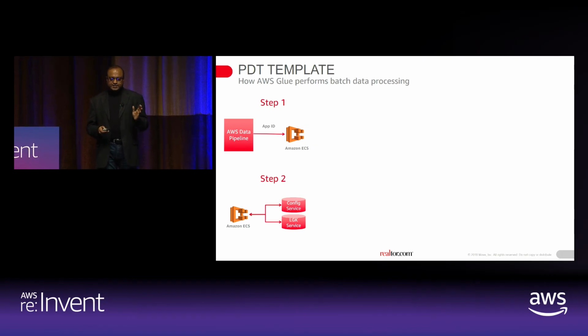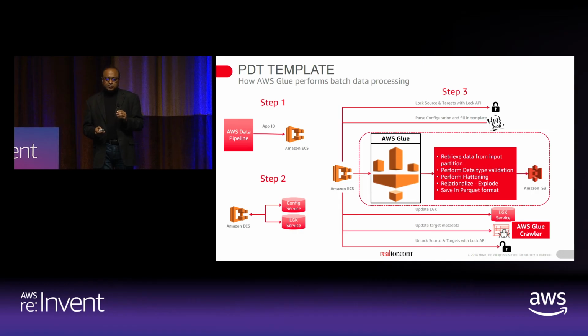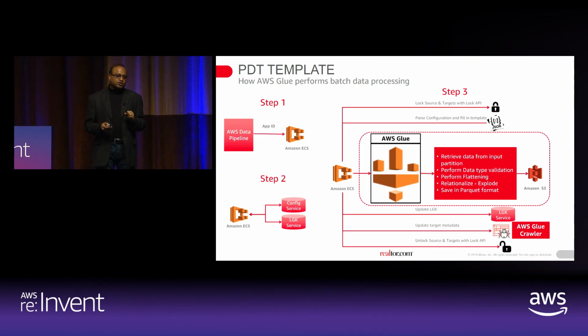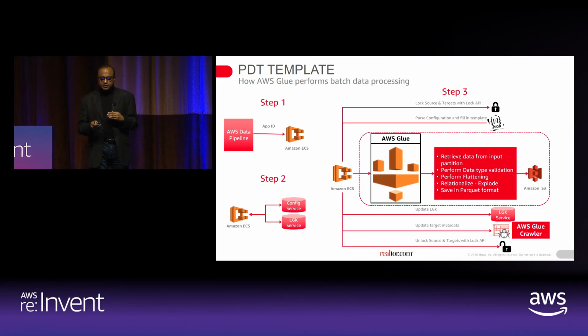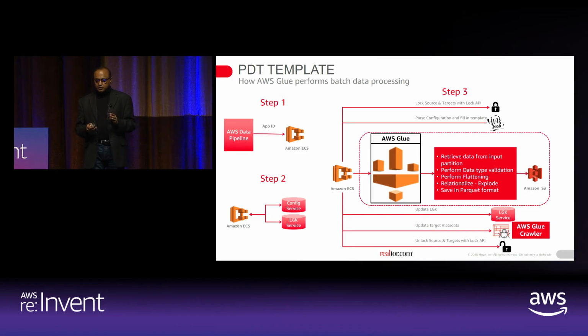So once the state is done, then from Amazon ECS, the script puts a soft lock on the source and the target so that another process running at the same time doesn't end up working against each other. Finally, the configuration in JSON format is parsed, and the template code gets filled in. This is where Glue starts its magic.